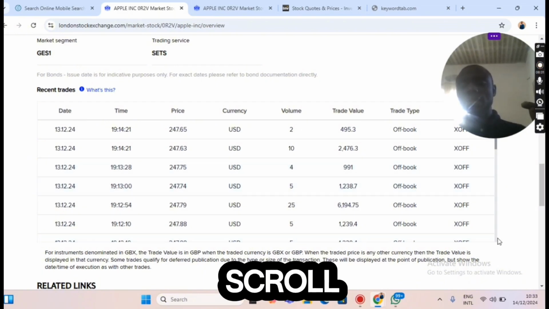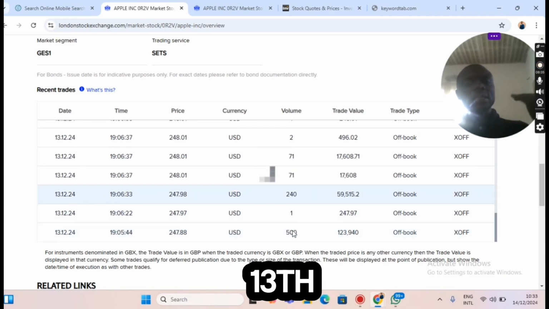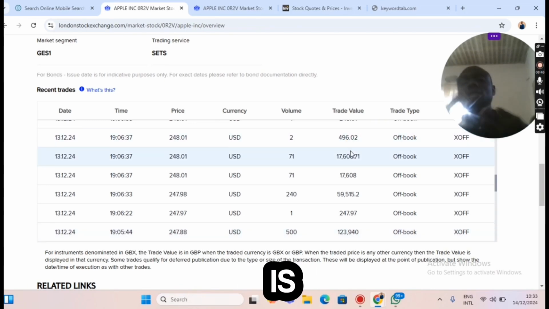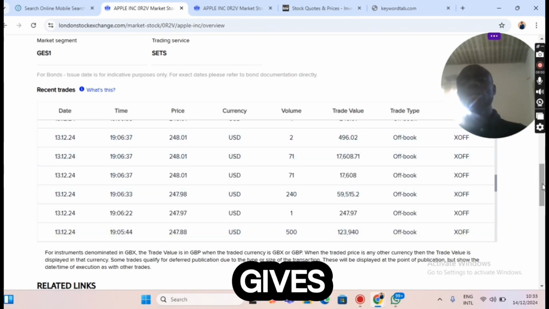When you scroll down, you see how people traded on the 13th. When it comes to 247, some people purchased 500 volume. 500 volume times 247.88 will give us 123.94. That is the trade value, in value, that is what it will give at the end of it.